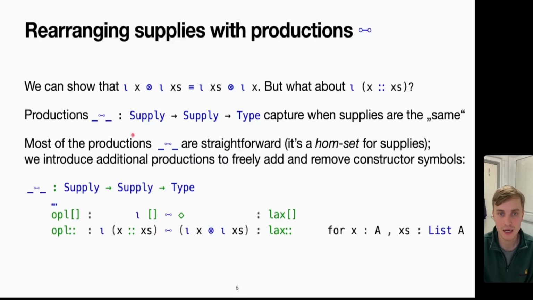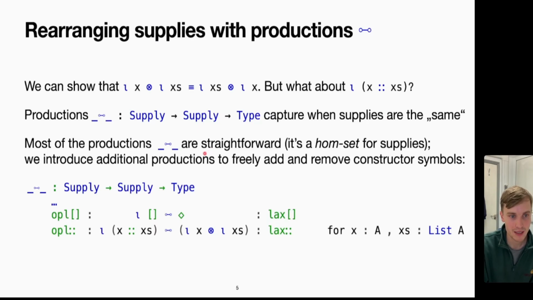Actually, most of the productions you can write down relatively quickly if you're familiar with the categorical semantics of linear logic. So for the experts, you can think of the supplies as the objects of a symmetric monoidal category, and then the productions are morphisms between these objects. If you haven't heard about the categorical semantics, don't worry. The crucial point is that most of them are actually not very surprising.